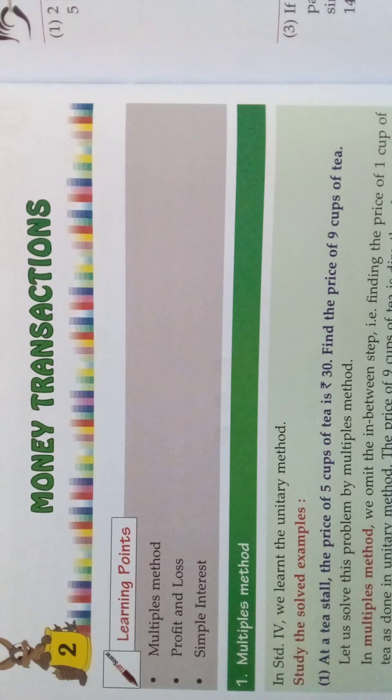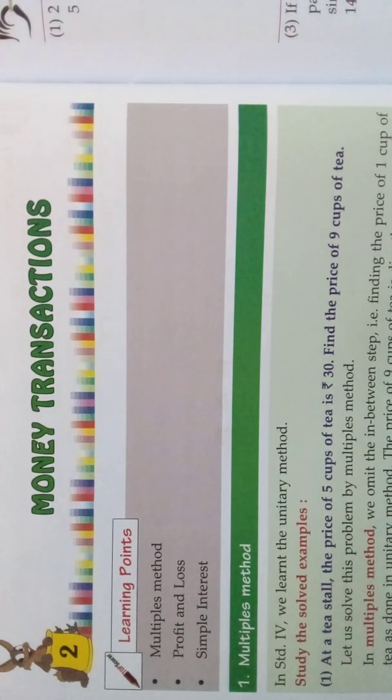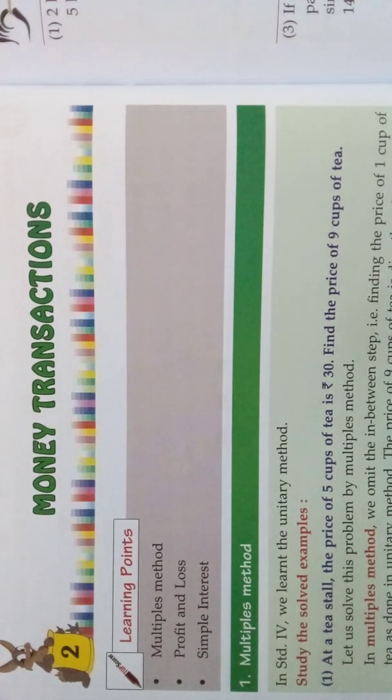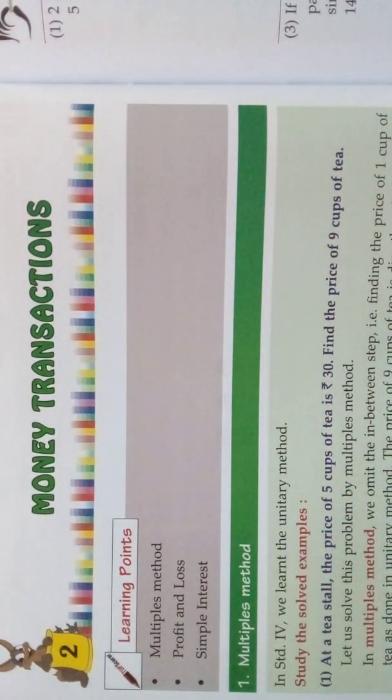Come, we will see what the cost of how much is. If one chocolate is 5 rupees, then what is the cost of 10 chocolates? Like that we will learn. All those things are about money transactions. What is the loss, what is the profit, what is the interest? These are all about money transactions. Understood, children? So in this chapter we are going to learn about multiples method, profit and loss, and simple interest.